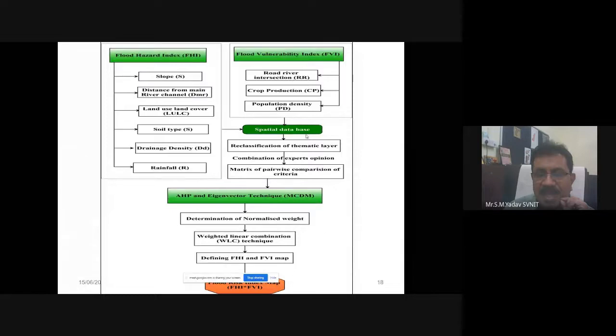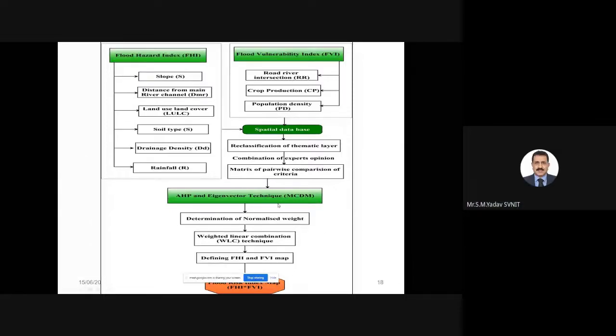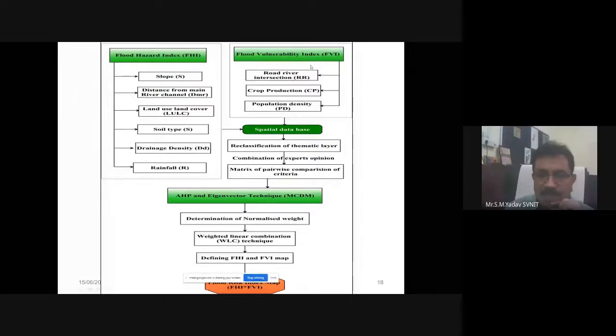Okay. So that spatial database for flood hazard index and flood vulnerability index have been developed, and applying AHP, multi-criteria decision making, the flood risk index map has been developed in this specific case study. So one by one we will see how the flood hazard index, flood vulnerability index, and then flood risk index maps were generated for this particular basin.